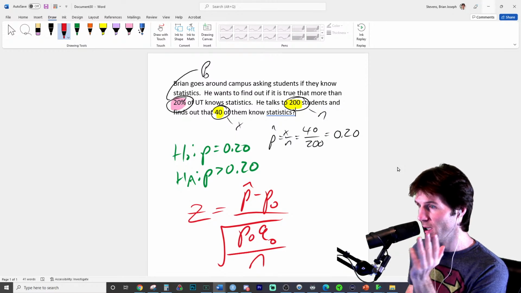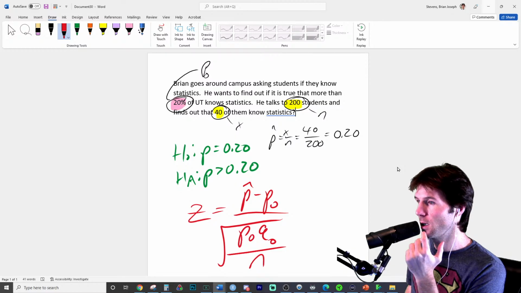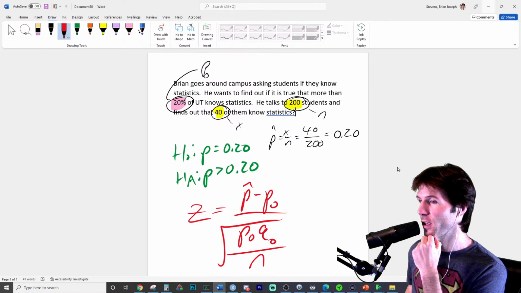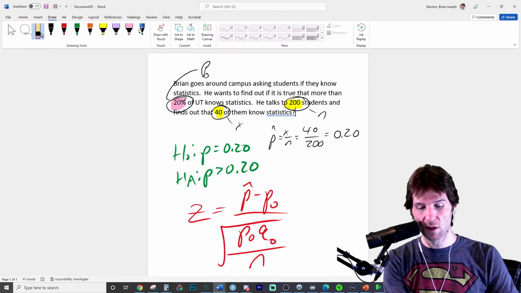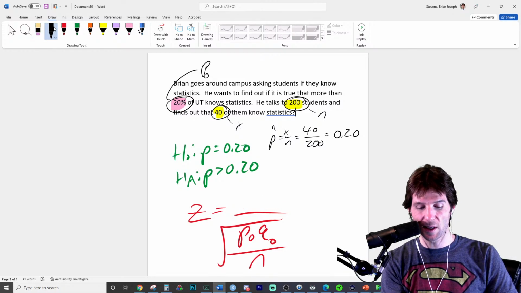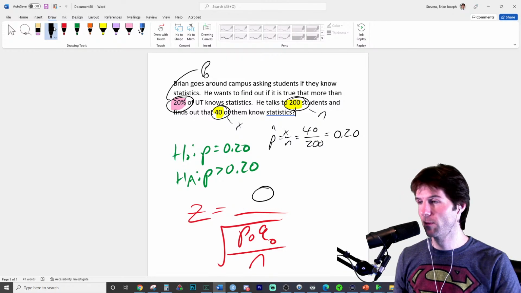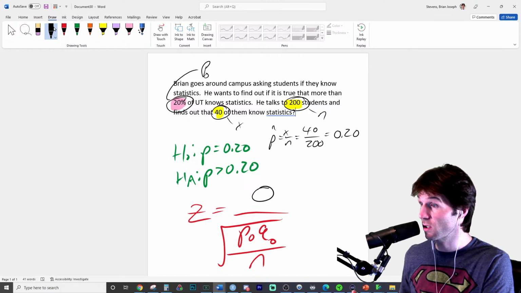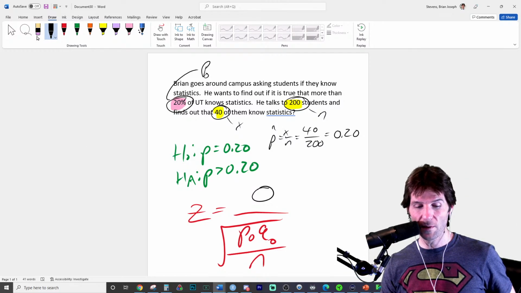Brian believes 20%, and then he goes out and sees 20%. So he saw exactly what he believed. Exactly. So since 0 is in the numerator because these two have no difference, what does that say about the denominator? It doesn't matter. The z-score is 0 because there was no difference. So when we standardize the difference, there is no difference. So do you know what the p-value is for this, Kayla?